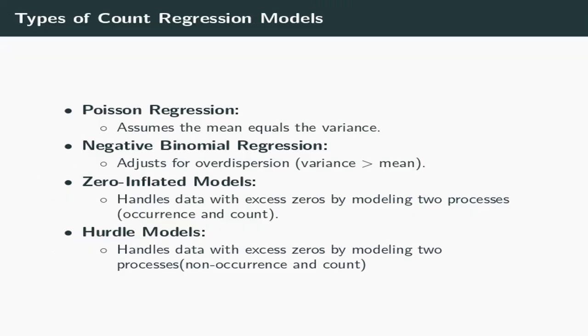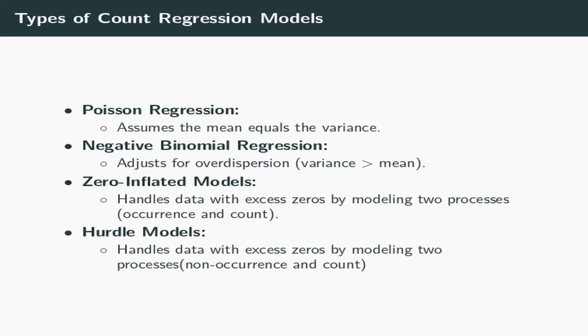Now that we have discussed the differences between linear and count regression, let's briefly cover the types of count regression models. Poisson regression is used when the mean equals the variance. Negative binomial regression handles cases of overdispersion where the variance is greater than the mean. Zero-inflated models are used when there are excess zeros in the data and model two processes, one for whether the event occurs and another for the count.